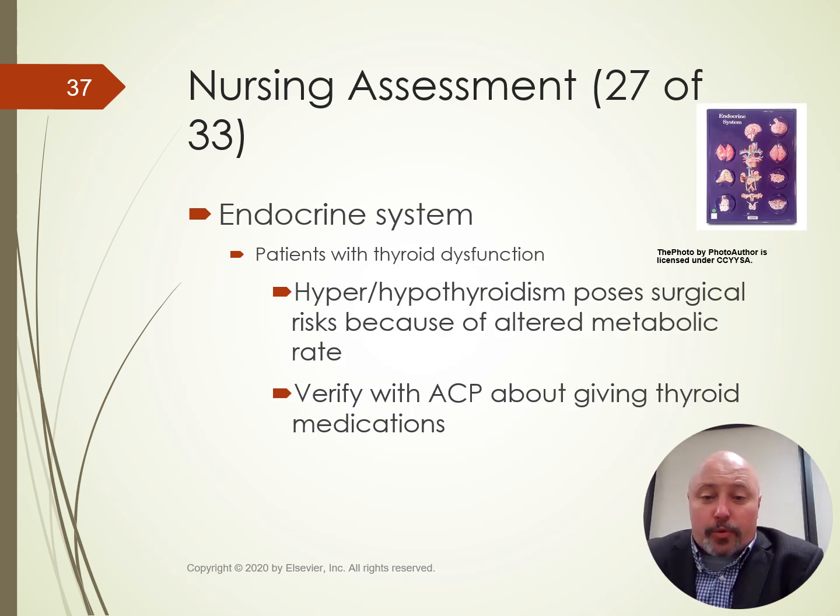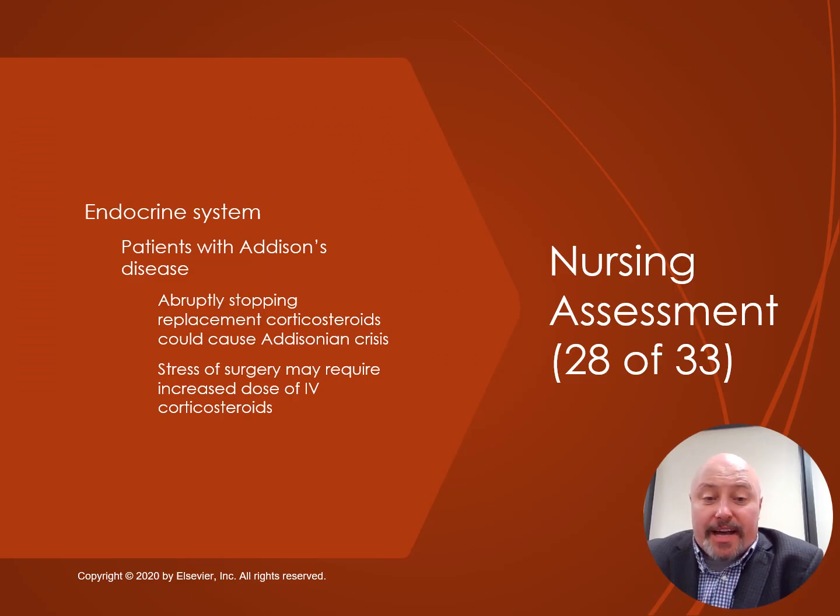Hyper and hypothyroidism also pose surgical risks due to the altered metabolic rate. Make sure to verify with the surgeon again before giving the scheduled thyroid medication. For patients with Addison's disease, abruptly stopping their replacement corticosteroids could cause an Addisonian crisis. Stress of surgery may require an increased dose of the IV corticosteroids.